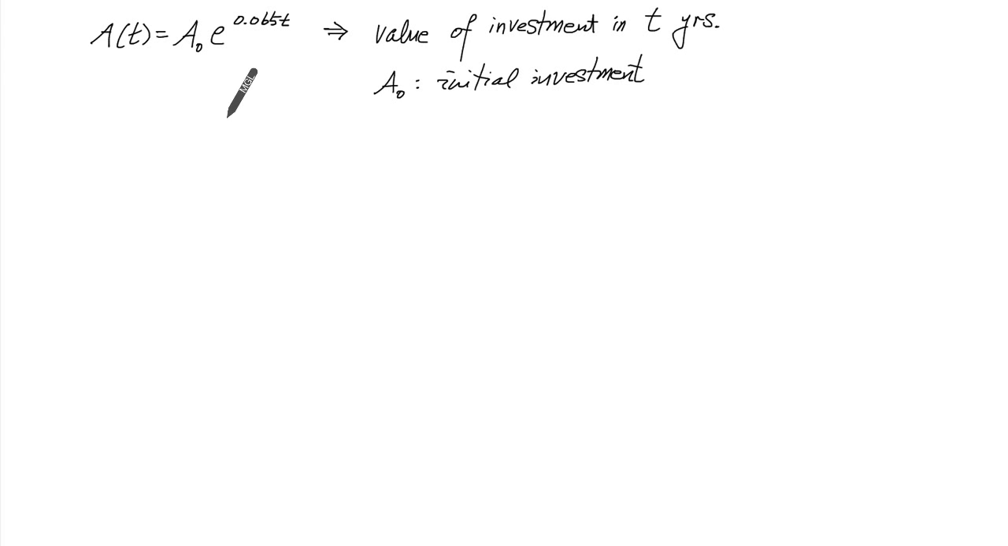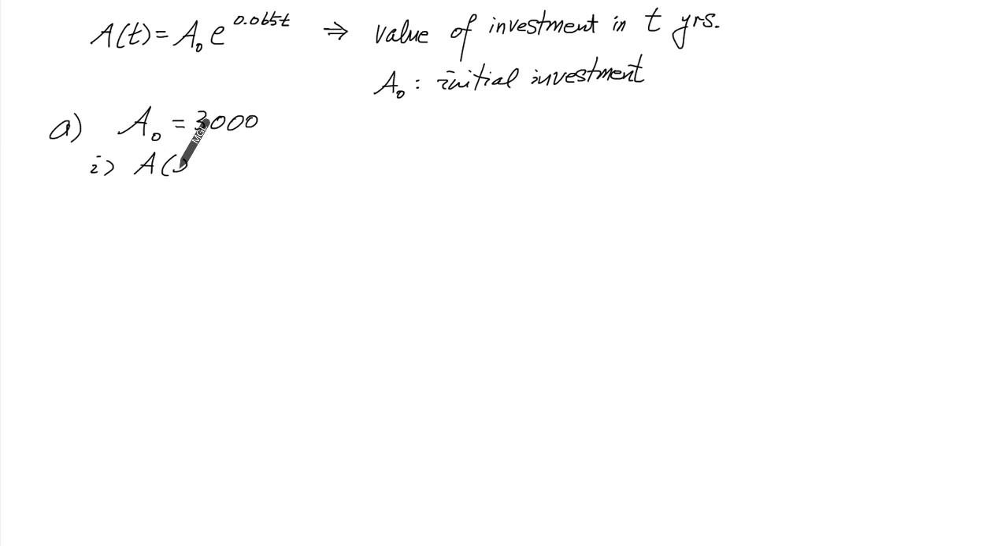So we're given a function here, A(t), and A(t) represents the value of an investment after t years. And A(0), or A sub 0, is the initial investment. In part A, we are asked to find what the initial investment of $3,000 will be worth after 2 years.